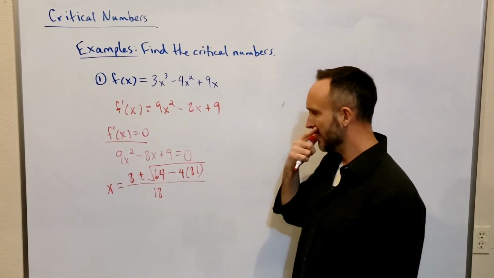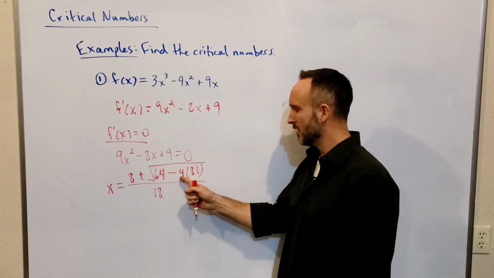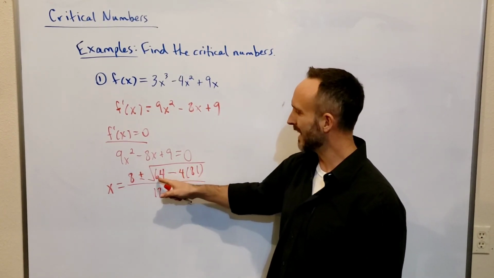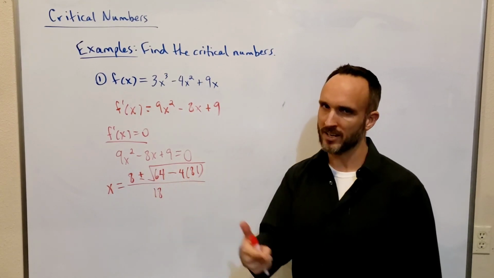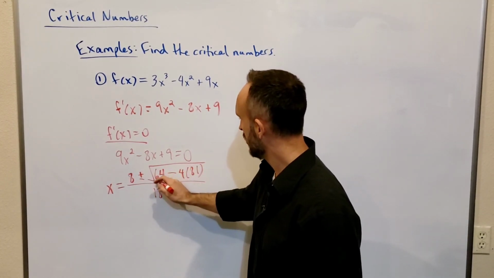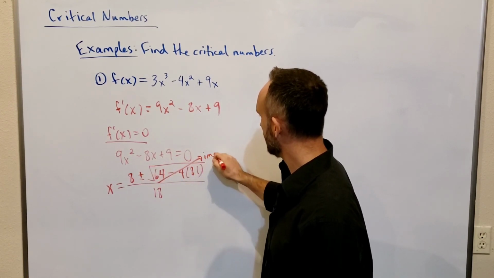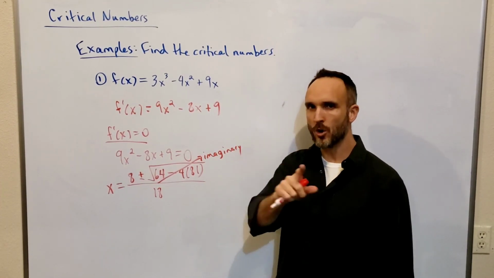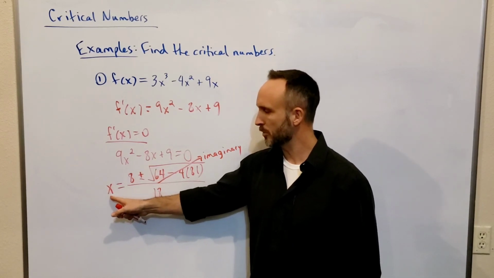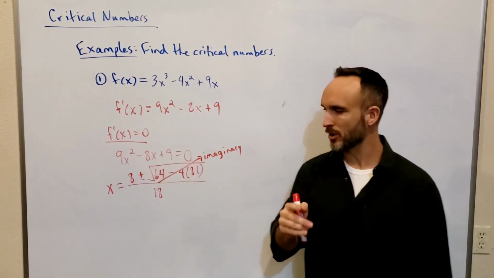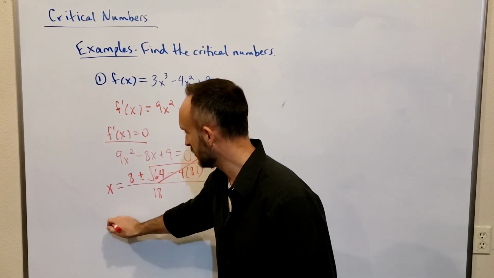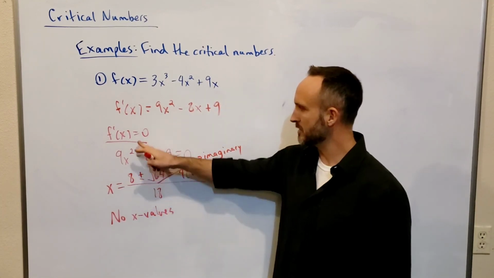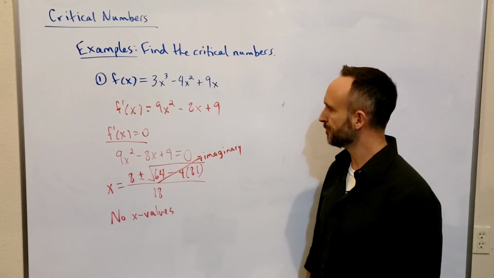And so what we see here is if we look just under the square root, 4 times 81 is bigger than 64, meaning that if I take 64 minus this number, I'll get a negative. And if I take the square root of that, what I'm going to get is an imaginary number. And so there's no real number x values for which f prime of x equals 0. So we don't have any critical numbers yet, because the only x values that make this true are imaginary, and we're not interested in those.